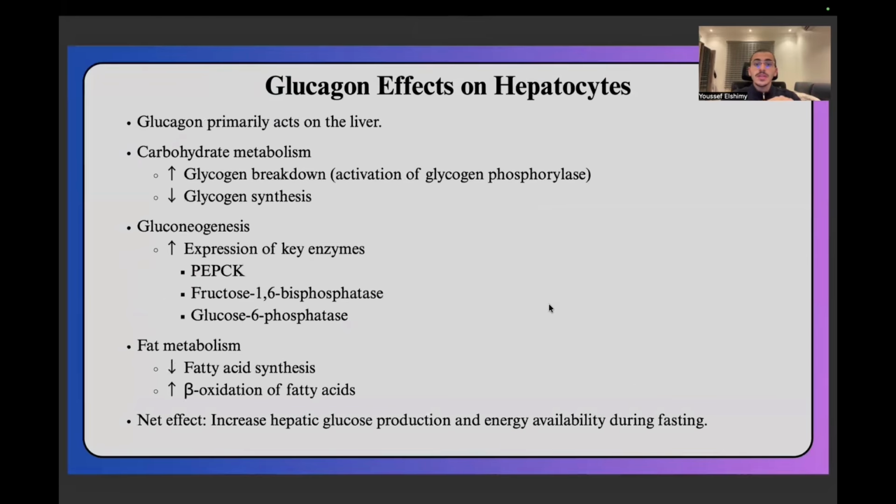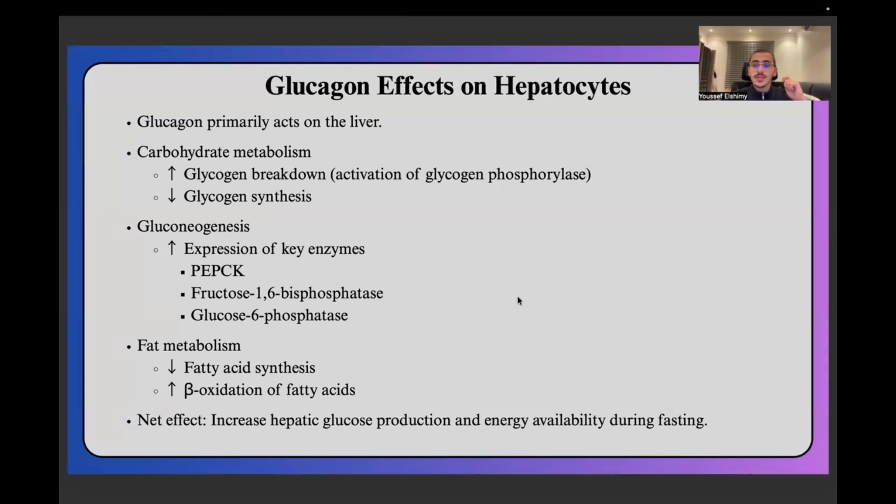Okay, what are the effects on hepatocytes? We said that the glucagon primarily acts on the liver. So regarding the carbohydrate metabolism, it's going to increase the breakdown of glycogen, glycogenolysis. And this is done by the activation of glycogen phosphorylase. Phosphorylase means it breaks down the glycogen. And also it decreases glycogen synthesis. You don't want to store. Now, storage is done by insulin. You want to break, not to synthesize.